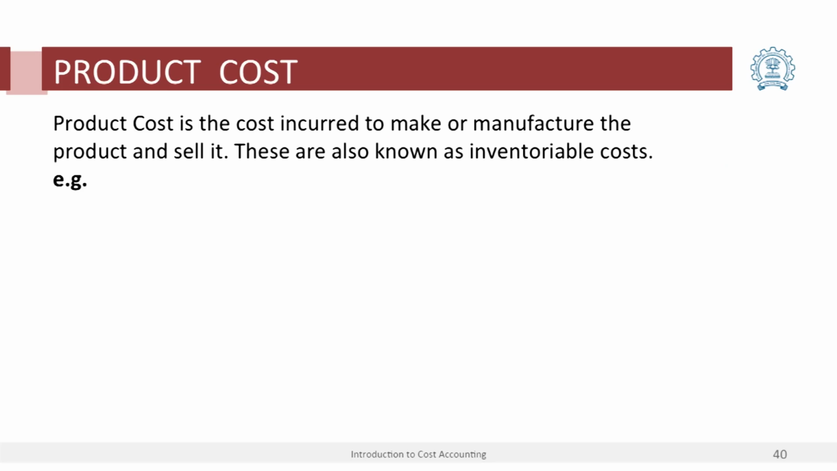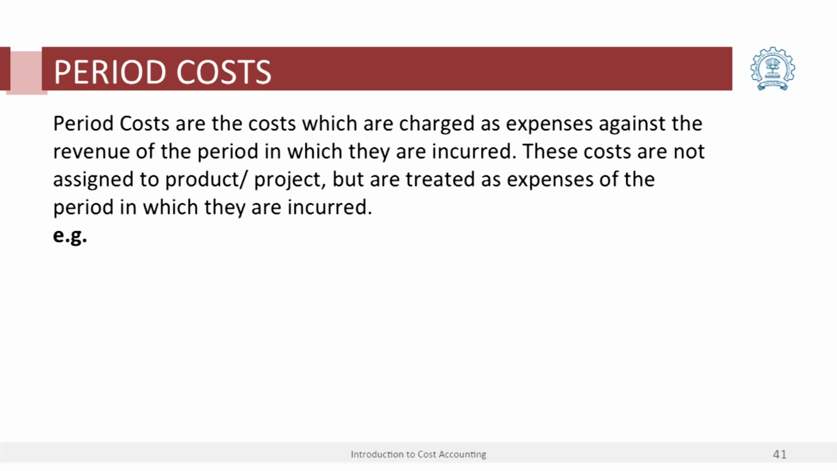Now the last type of classification is in the form of product costs. Product costs are those costs which are related to production of a product or marketing of a product. The other ones are period costs, they are related to time. For example, rent is charged based on time, or depreciation which is charged based on time.